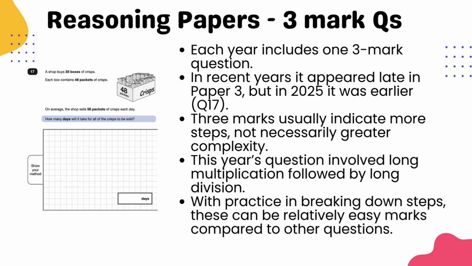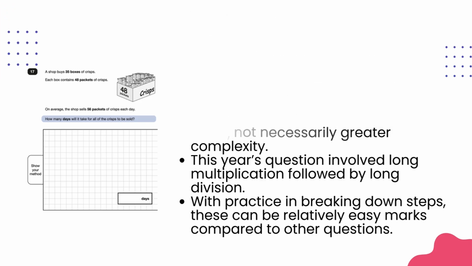So, for example, last year's question involved them doing long multiplication followed by long division. Now, if your child is confident doing long multiplication, long division, and breaking it down to those steps, then those should be easy marks for the child to get. You should be able to get all of those 3. But even if they can only do part of it and they show their working, then they should score some marks on that type of question.